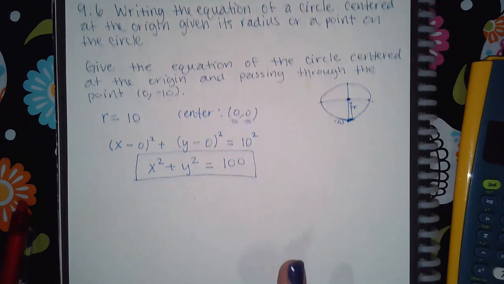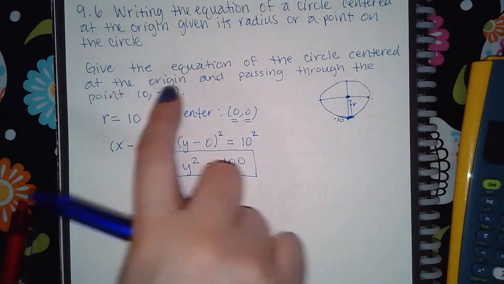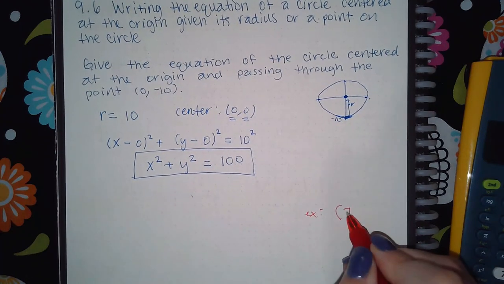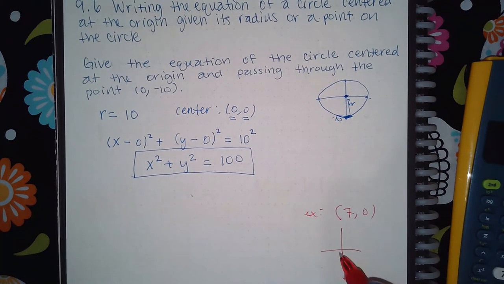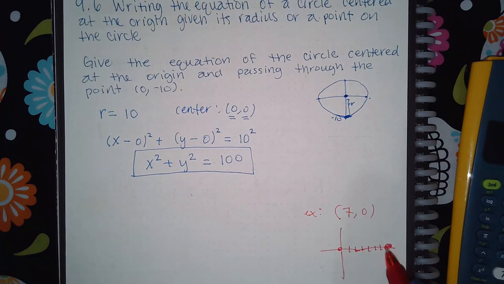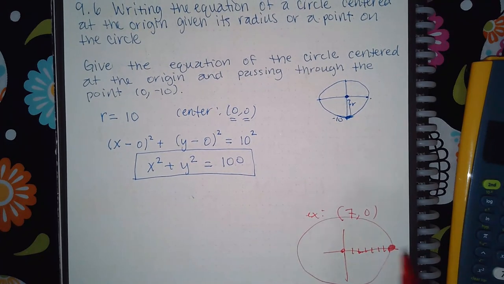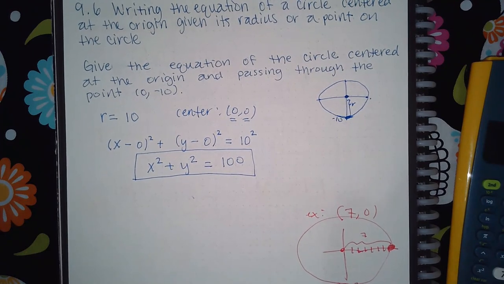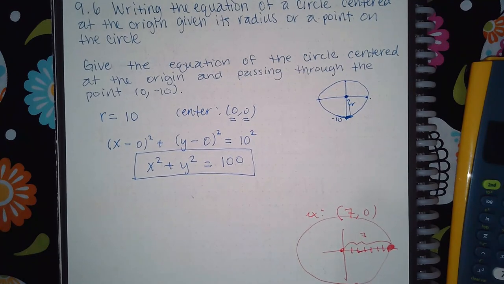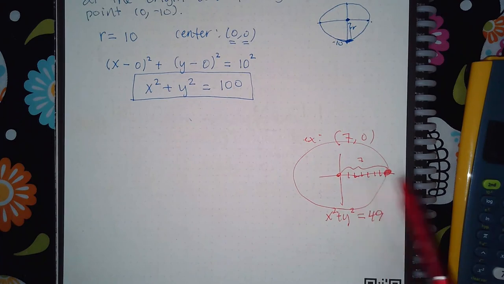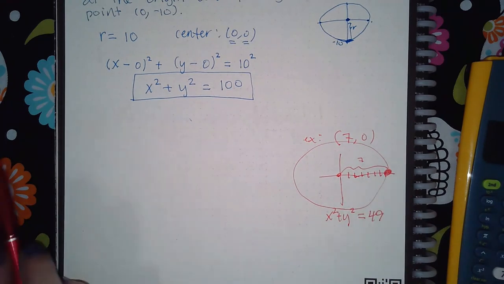Now keep in mind, if they would have said it was centered at the origin and passing through the point, say 7, 0, then here 0, 0, 7, 0 is over here, and so then again that would have been in the circle, so the radius would have been 7. And so it would have been x squared plus y squared because of the origin equal to 7 squared, which is 49. Okay. And so you just have to make sure that you're starting at the origin, you plot this other point out, figure out what that radius is, and then you can give them the equation.